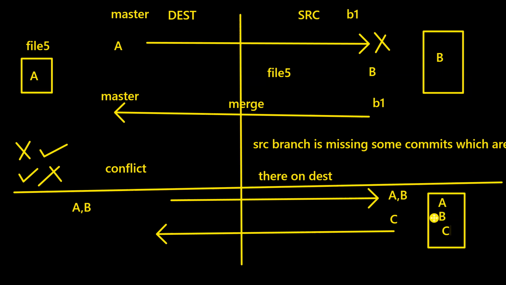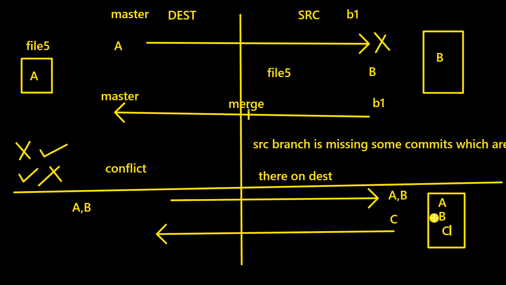I didn't understand. So you mean there should be the same file in master, and otherwise it won't merge? Sorry, can you come again, please? File 5 is the file name. A is the commit ID I'm referring to. Commit A: there is a commit that happened on file 5 in the master branch. Then, in the second step, we created a new file 5 on the B1 branch and made a commit, which is commit B. Those are commits.